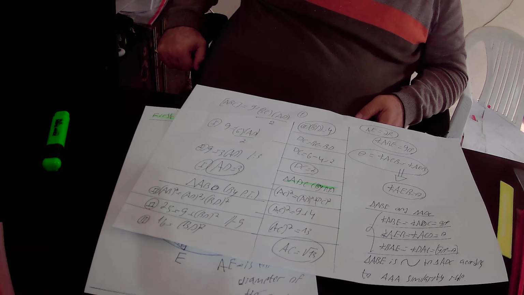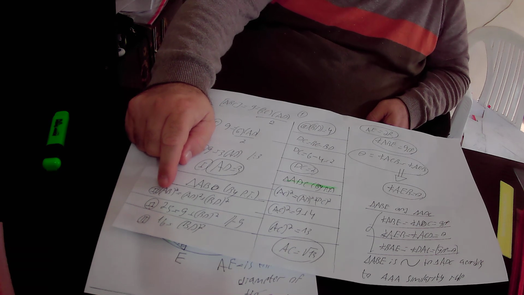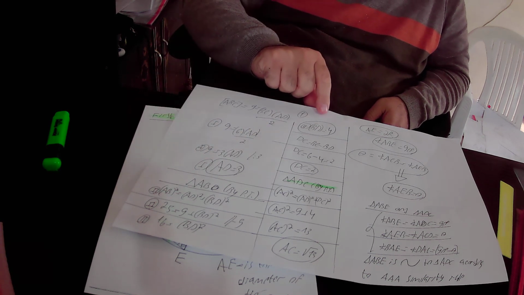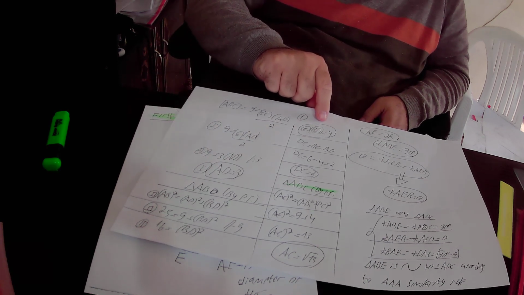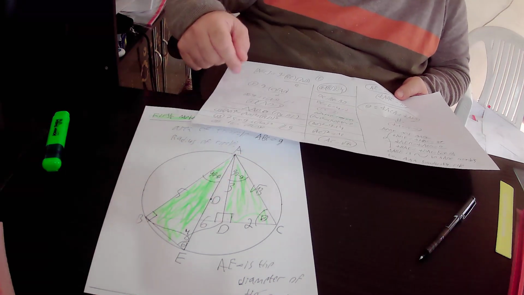Plus BD squared. We subtracted 9 from this equation number 2 and found out that BD squared equals 16. We took the square root of this equation number 2 and found out that BD equals the square root of 16, that is 4. So here BD equals 4 units.